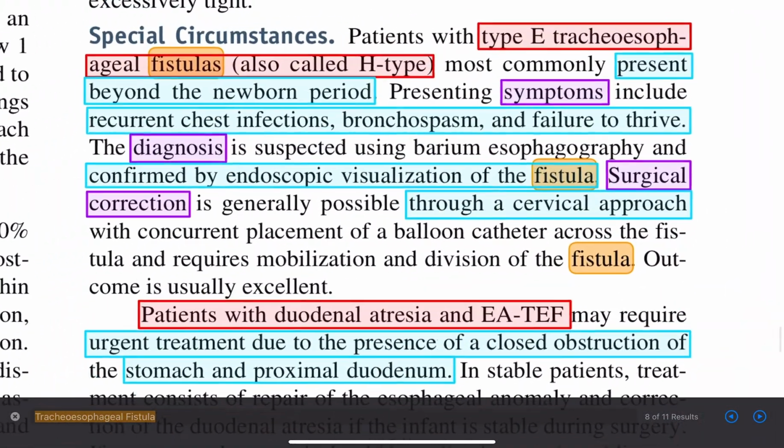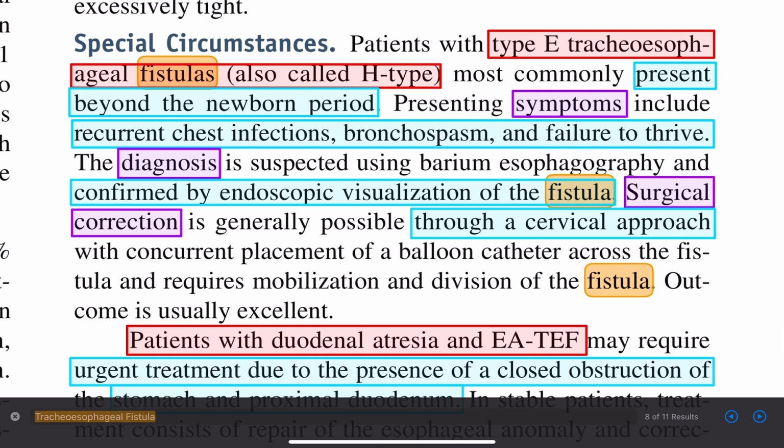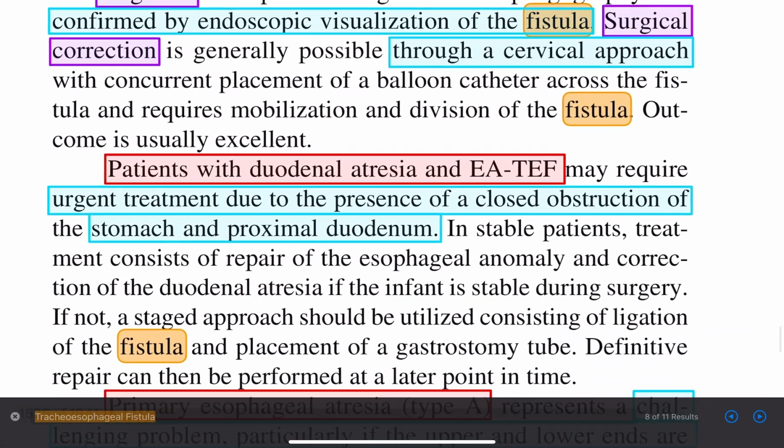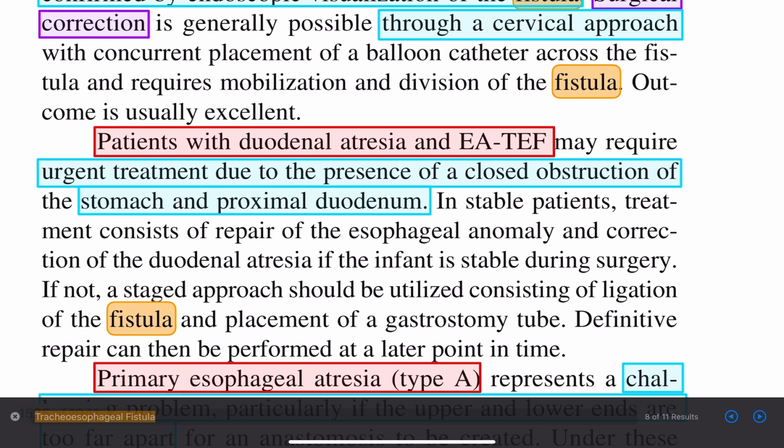Let's see special circumstances. Type E, also called type H, is generally present beyond the newborn period, and symptoms are recurrent chest infection, bronchospasm, and failure to thrive. Diagnosis is confirmed by endoscopic visualization of the fistula, and surgical correction is through the cervical approach or neck. If the patient presents with both duodenal atresia and tracheoesophageal fistula, urgent treatment is done due to the presence of closed obstruction of the stomach and proximal duodenum.